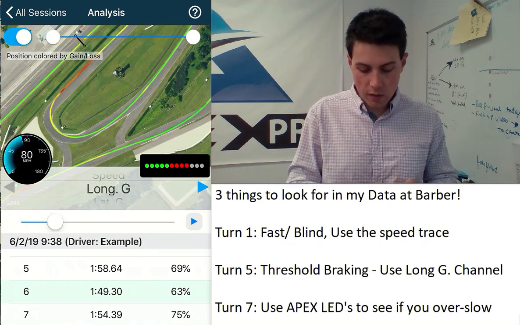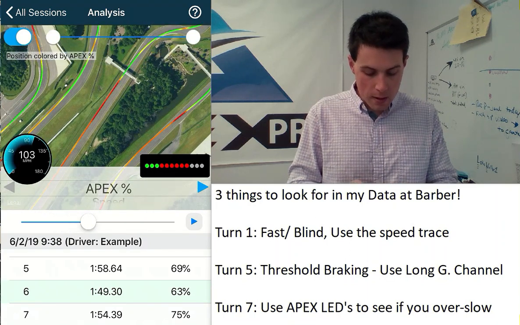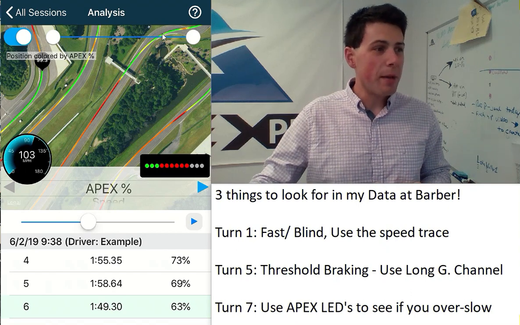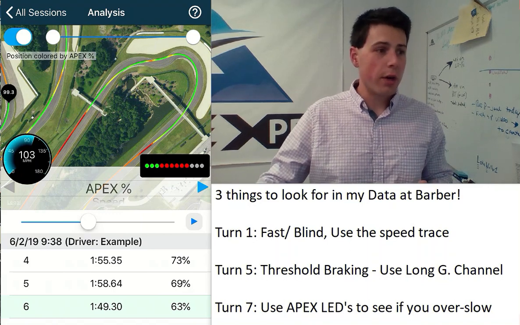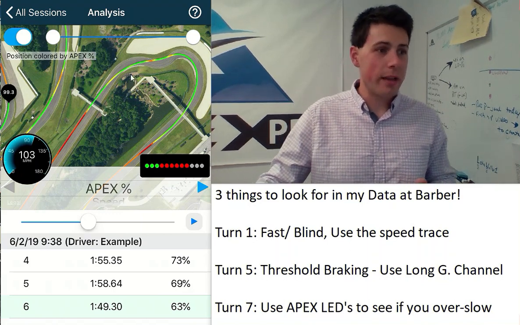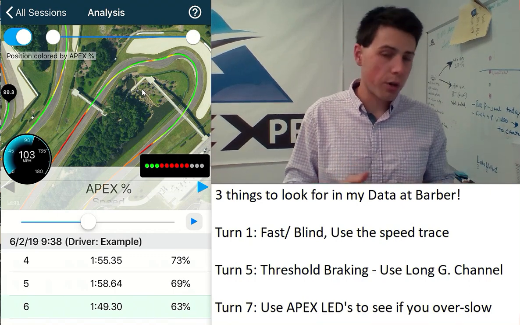Now as we exit turn 5, we head towards turn 7, which is the museum corner. So turn 7 is a pretty high speed corner. At the apex, we're looking at most cars north of 70 miles per hour just in a street car. Some race cars are going to be well faster than that, 90 miles an hour almost with downforce and big tires. So we're going to look at two different laps again here, and we're going to use the apex lights here.